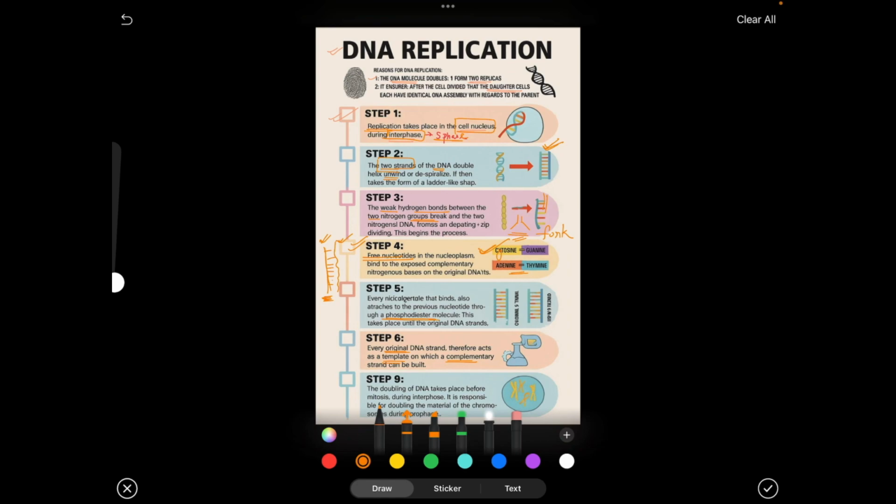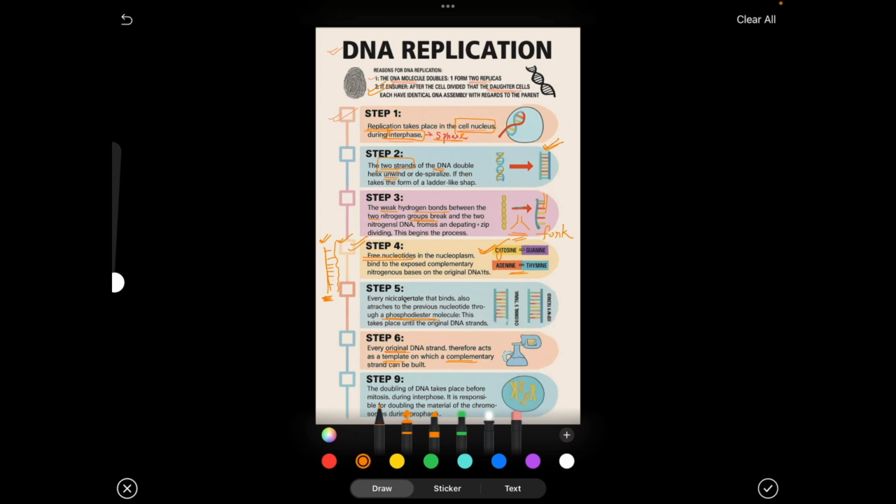Next is the final and last step. DNA replication is completed before the mitosis phase. During the interphase, the doubling of the DNA ensures that during cell division, each daughter cell receives one copy of the DNA. We already discussed why DNA replication is happening. So the DNA is being copied and it can be transferred to the new daughter cells that are formed after the cell division process.